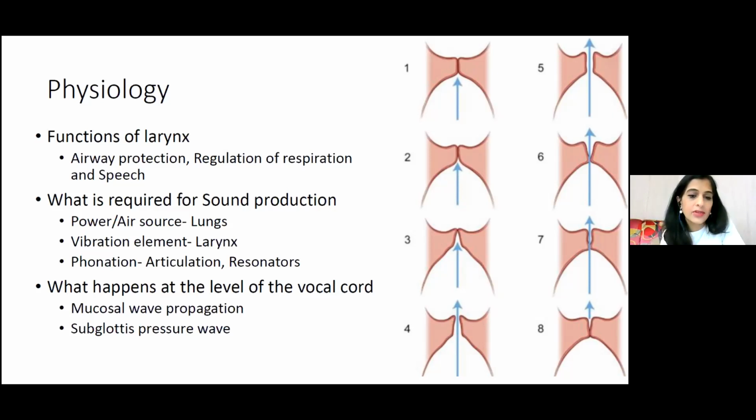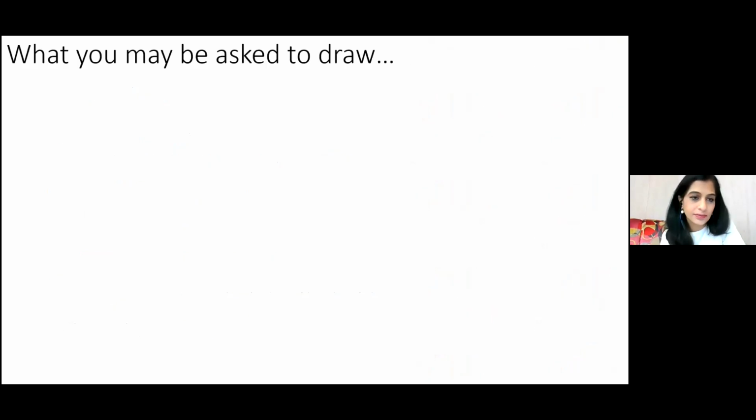But what's happening at the level of the vocal cord is something called mucosal wave propagation. And for mucosal wave propagation to happen, you do need to have a degree of subglottic pressure wave. So you do need good glottic closure to produce that.